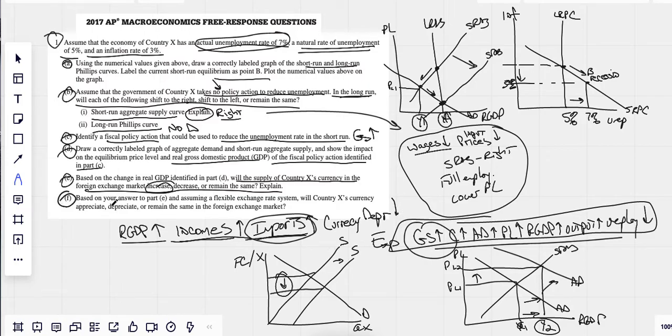All right, based on your answer and assuming a flexible exchange rate, will country X's currency depreciate? How about that? There you go. And we don't have to explain it.